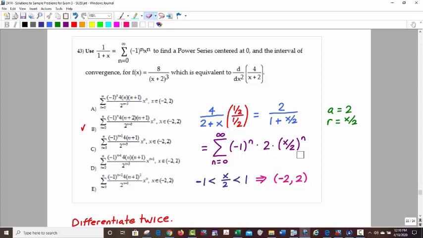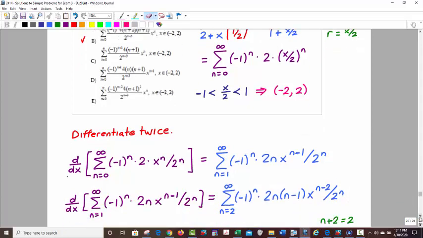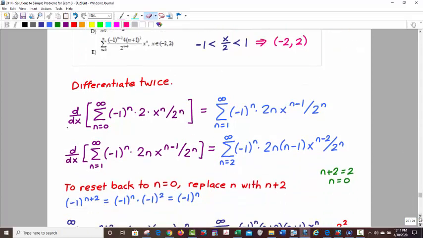I decided to go ahead and find the interval of convergence before we move on, which is going to be the same. It wouldn't matter on the derivatives or not. So I took the x over 2, and it's going to be between negative 1 and 1. So multiply all three parts by 2, and you'll get between negative 2 and 2. Now, of course, all the answers have that same interval, but obviously they may not, so it's important that you know how to do that. All right, so I'm saying here that we're going to differentiate this twice.